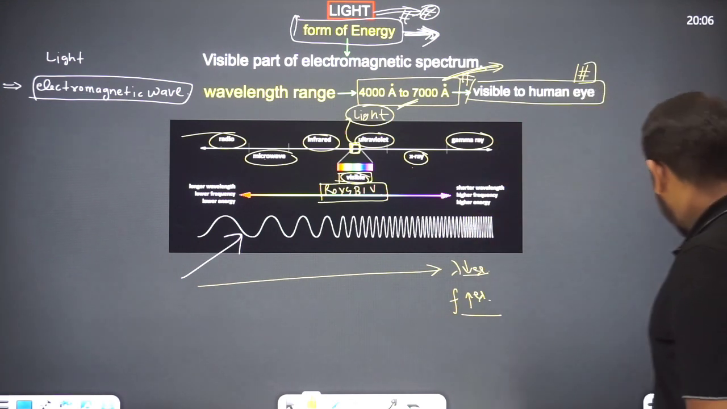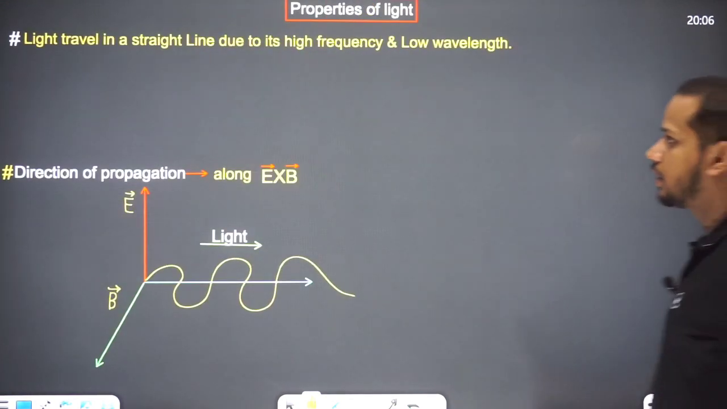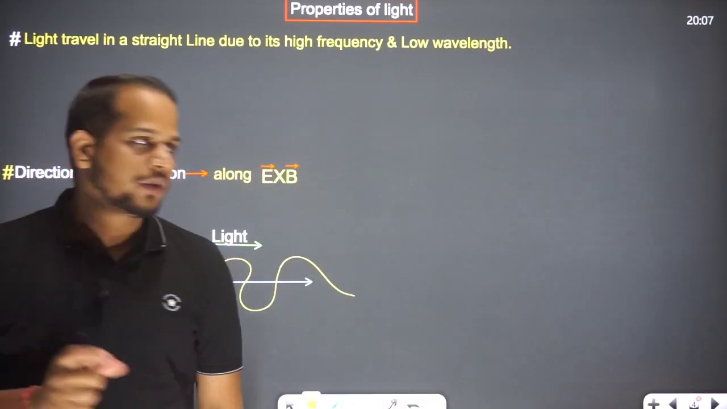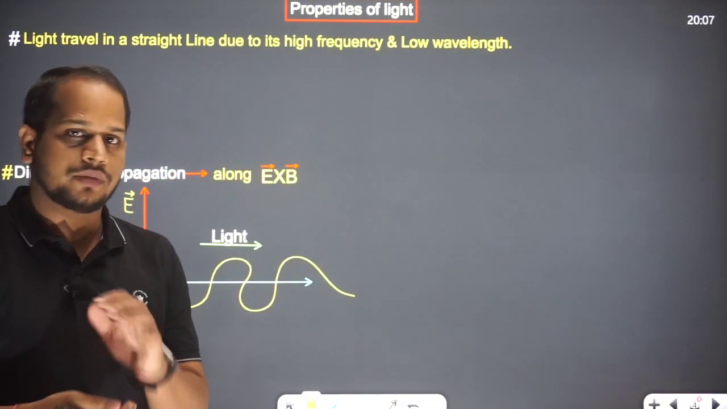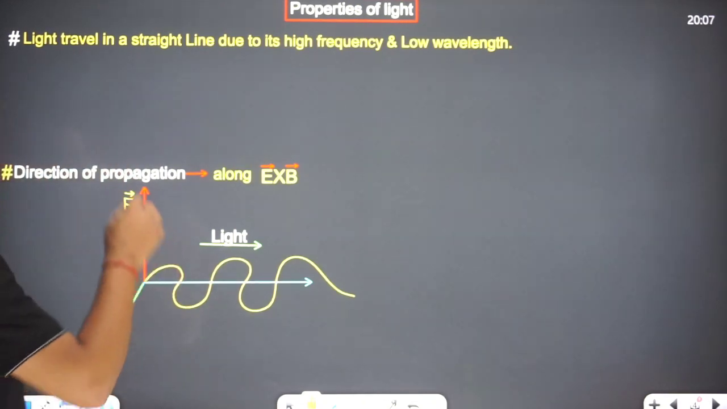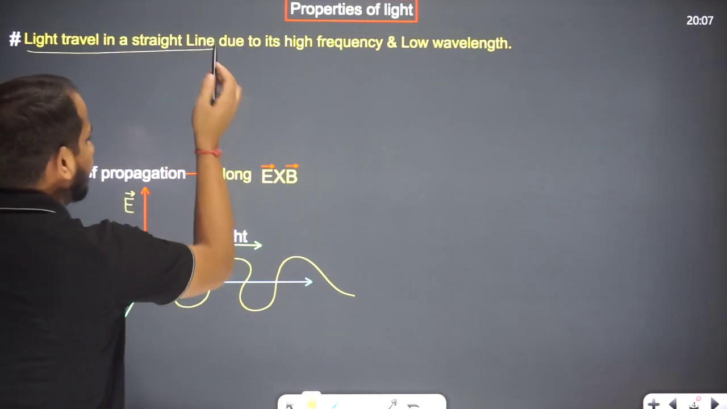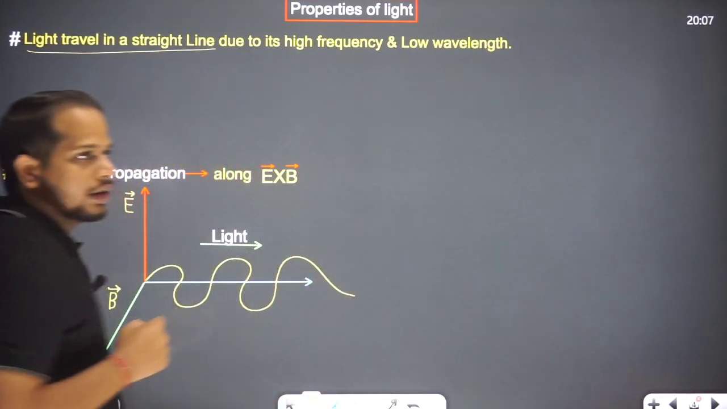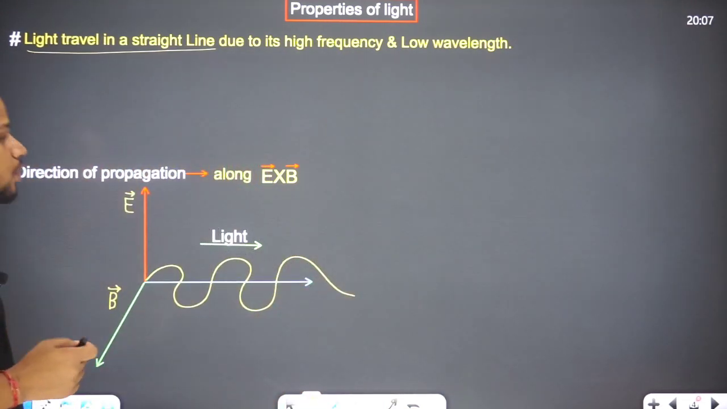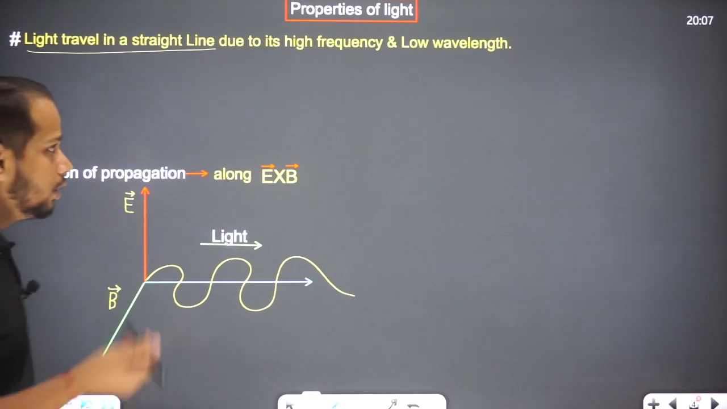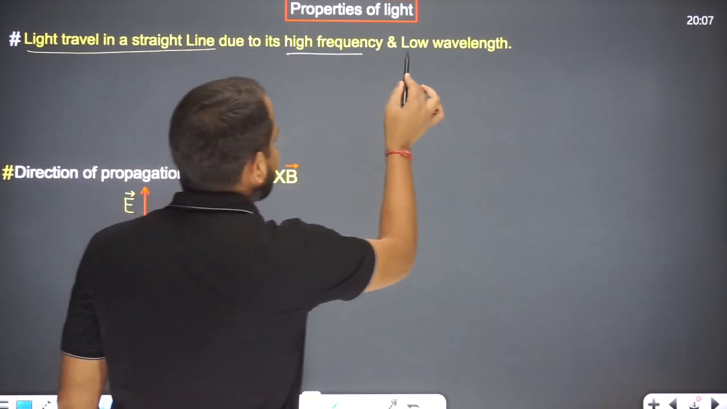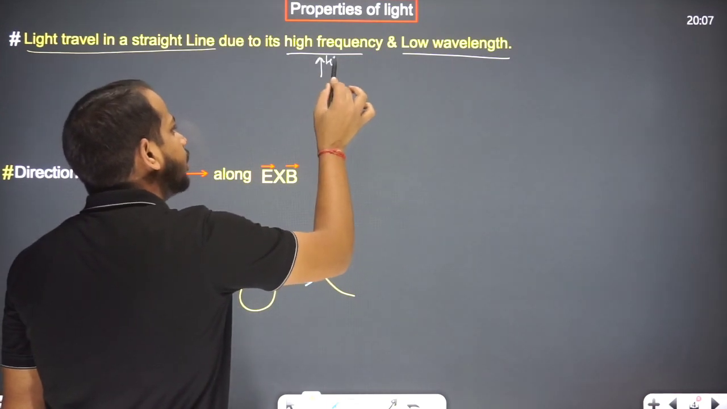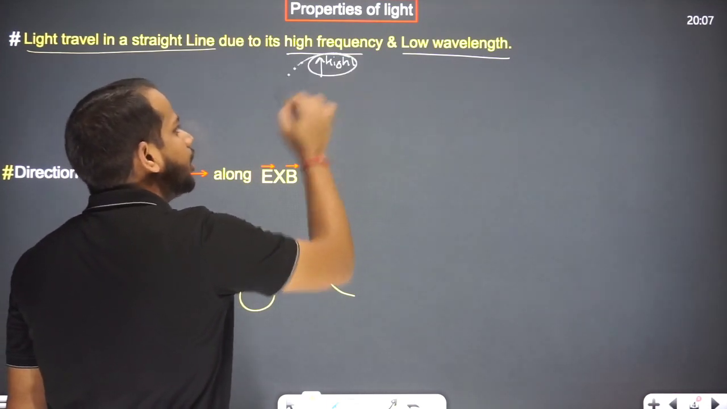Now let's see the next: the properties of light. We will take them one by one. What is the first one? Light travels in a straight line. It's rectilinear propagation. So we know light travels in a straight line. Why does light travel in a straight line? Due to its high frequency and low wavelength. The frequency of light is very high, that's why we say light travels in a straight line.